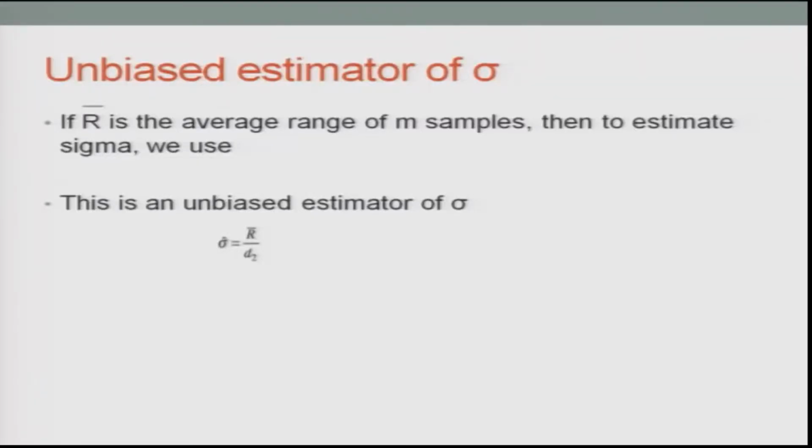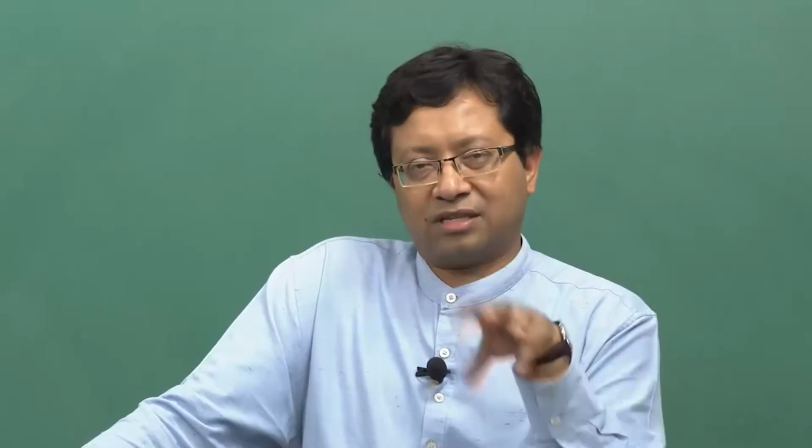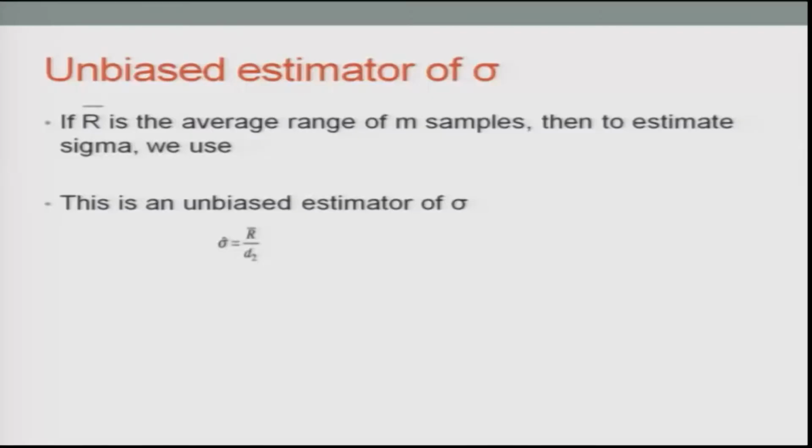So, if R bar is the average range of m samples, then, if you remember, you take one sample which is of size n, you take the second sample which is of size n, and you continue doing this. Then to estimate sigma, we use the formulas accordingly, and the unbiased estimator of sigma is given by the following. Let me also mention that in clear terms.